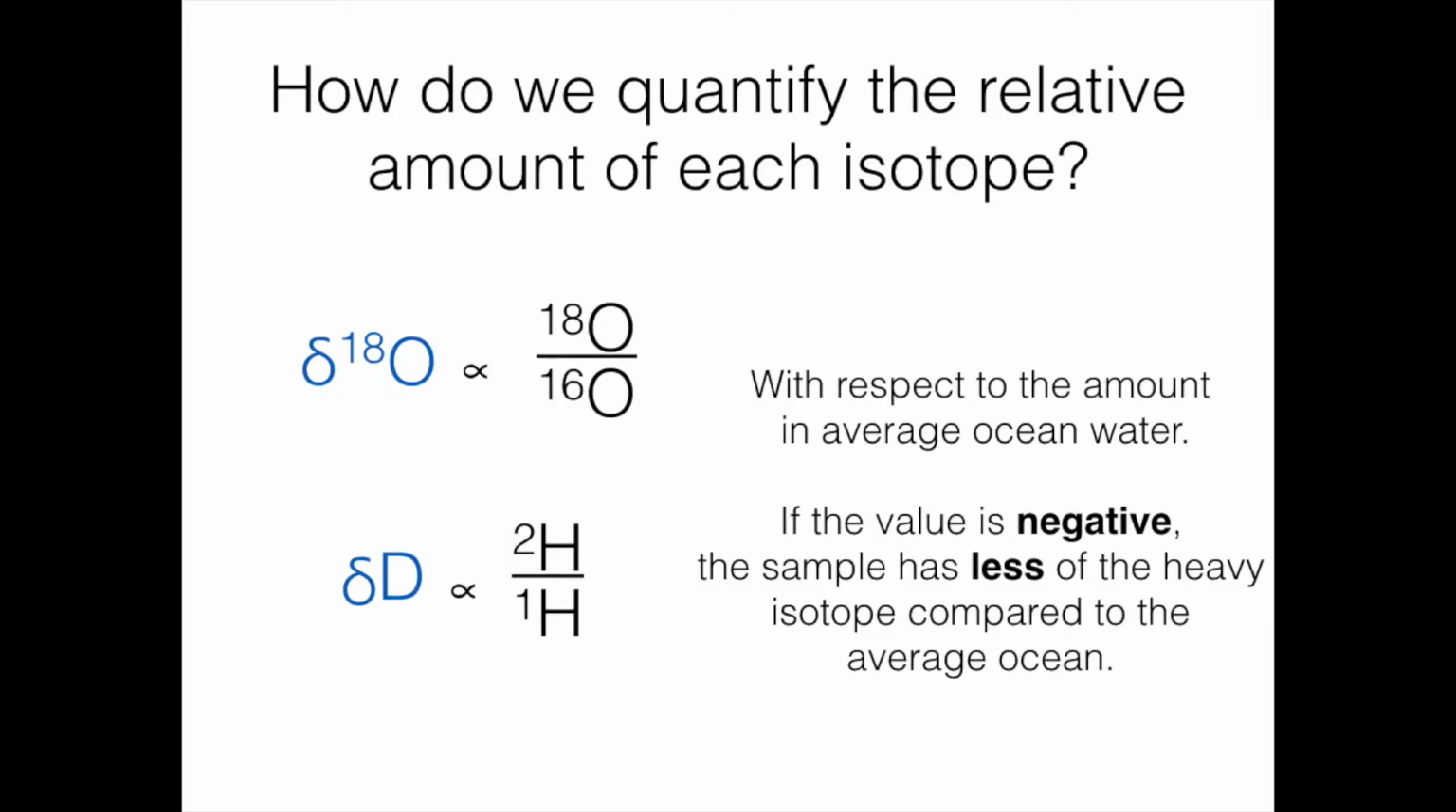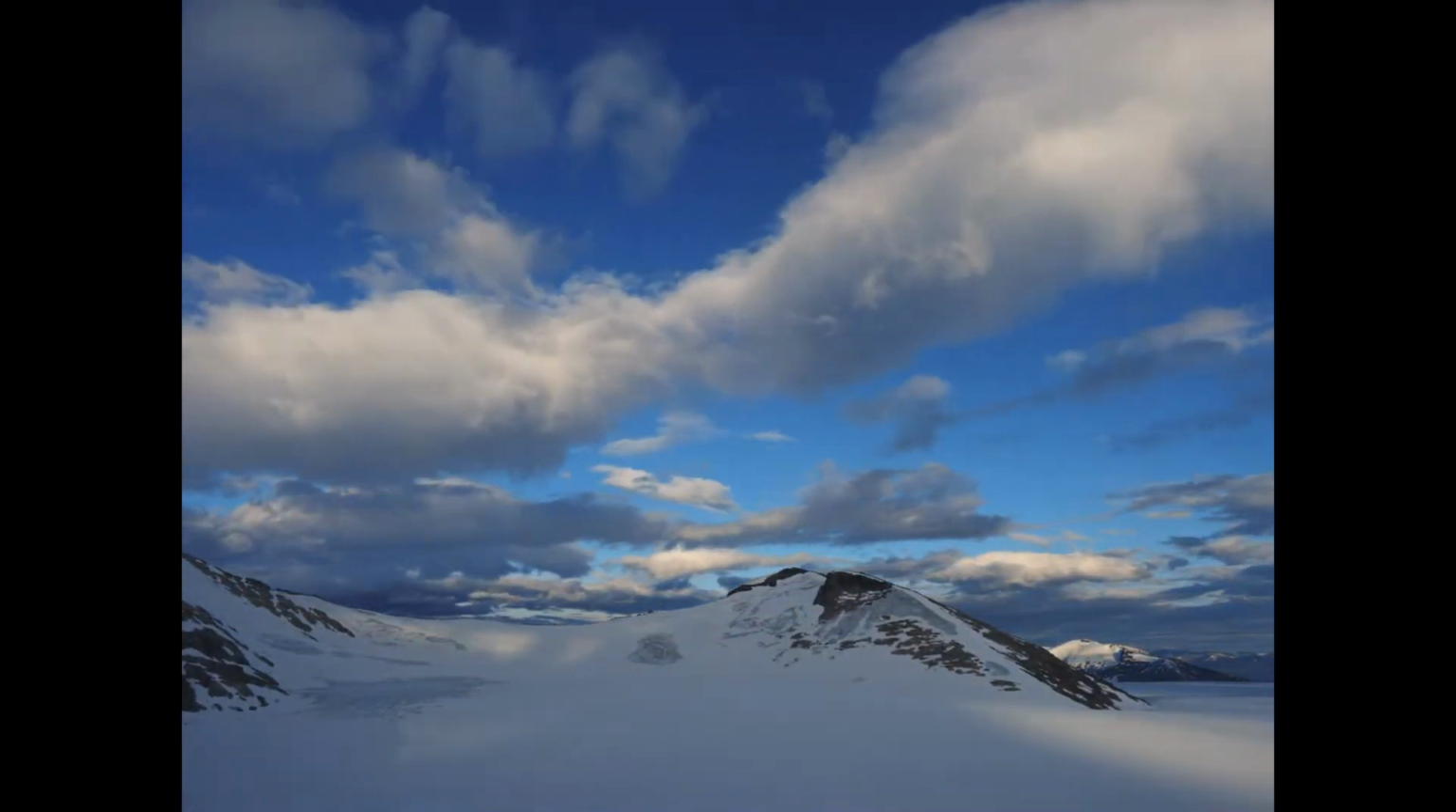We quantify water isotope ratios, the relative amount of heavy and light isotopes, in terms of delta values. And there's a bunch of details in there that we can discuss later, but the important thing to know for now is that the delta value, for example delta 18O, is proportional to this ratio of heavy to light isotopes within your sample. But it's with respect to the average value of this ratio in average ocean water. So if the delta value of your sample is negative, then your sample has less of the heavy isotope than average ocean water, and if it's very negative, then your sample has much less of the heavy isotope compared to average ocean water.